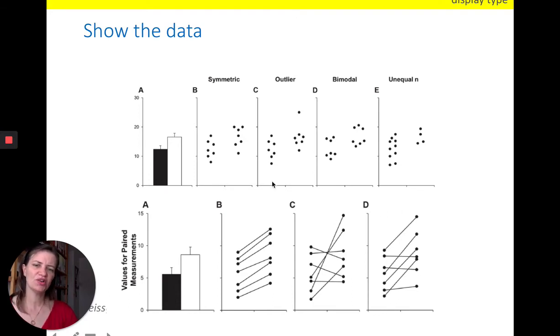And below, Tracy Weissgerber just shows different ways how we can also show the relationship between the two data points, so if they actually have a connection, if they display paired data.